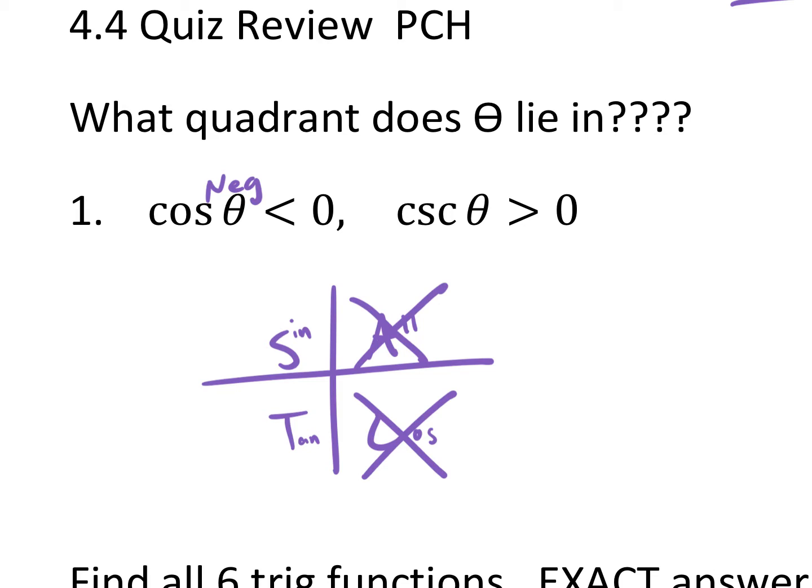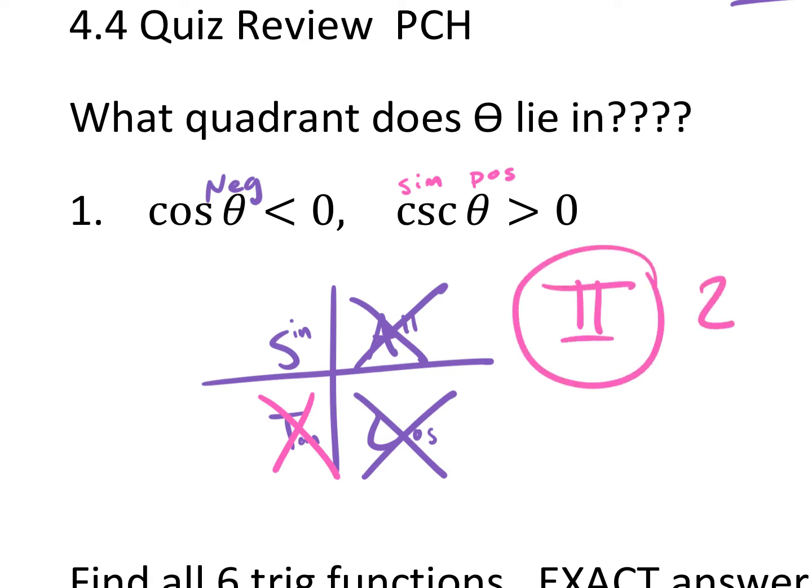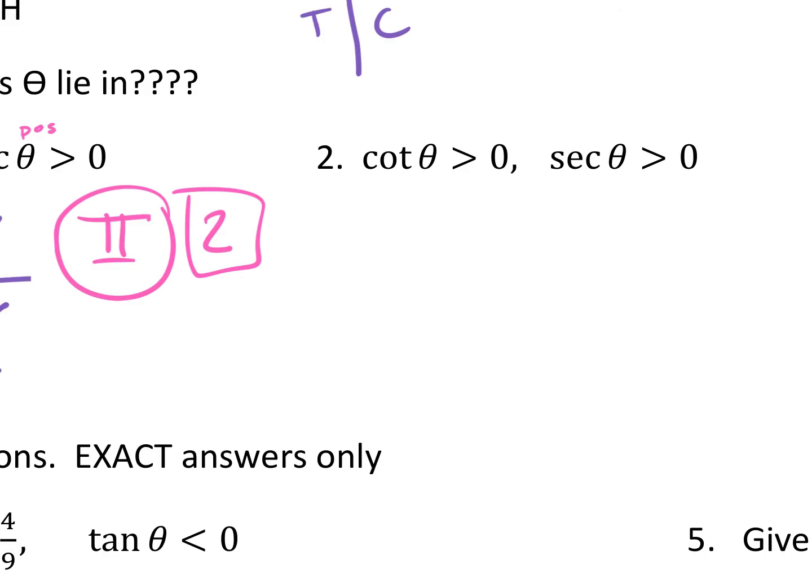The next hint says cosecant is greater than 0, so that means it's positive. And cosecant is the reciprocal of which trig function? Sine. So sine is positive. Is sine positive in the tangent quadrant? Nope. Only tangent is positive in the tangent quadrant, so it has to be in the sine quadrant. So what quadrant is that? 2. So you could say 2 or 2, either way.